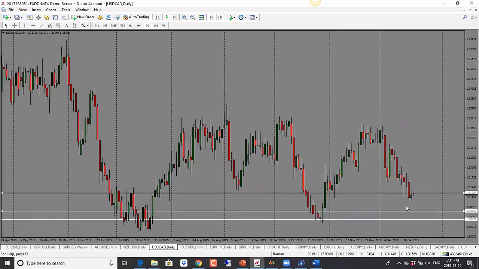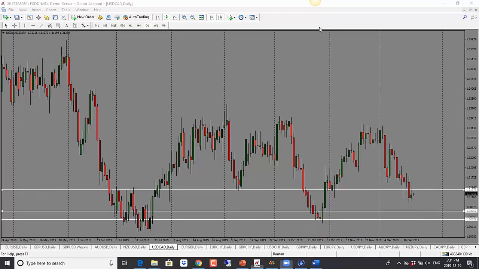Dollar CAD here, this one has pulled back a bit here and hasn't quite dropped. So it is into support resistance level. At this point, I am neutral on this one. So if price stays below 1.3140, then I will look for a move lower.